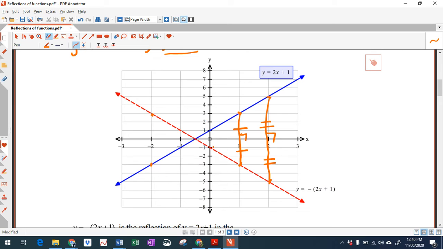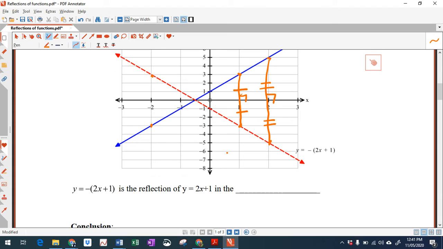All right, so let's have a look. What can we write down? y equals minus 2x plus 1, which is the red line, is the reflection of y equals 2x plus 1 in the x-axis. Now just like before, we can say the original function is some function f of x, and the reflected function in this case will be y equals minus f of x. So I could say that y equals minus f of x is the reflection of y equals f of x in the x-axis.